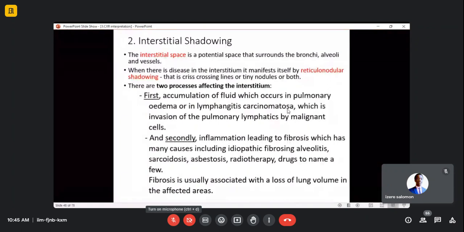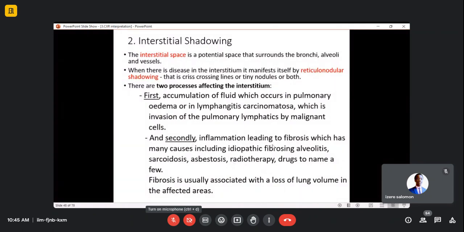Okay, that's one. Accumulation of fluid, either by edema, pulmonary edema, what you call pulmonary interstitial edema, or in lymphangitis carcinomatosa, that's invasion of the pulmonary lymphatics by malignant cells. Number two, it can be caused by inflammation leading to fibrosis, which has many causes, including idiopathic fibrosis, alveolitis, sarcoidosis, asbestosis.